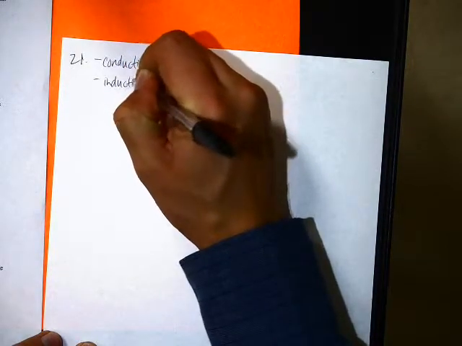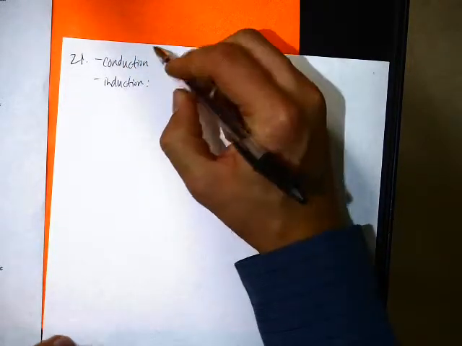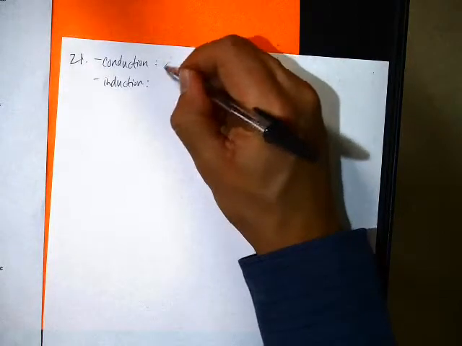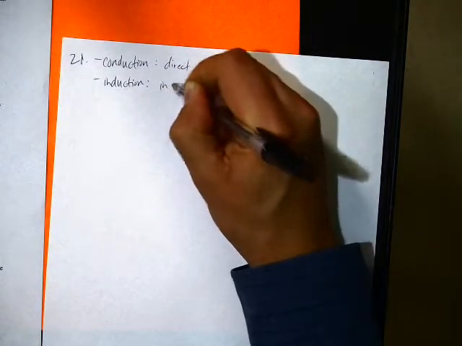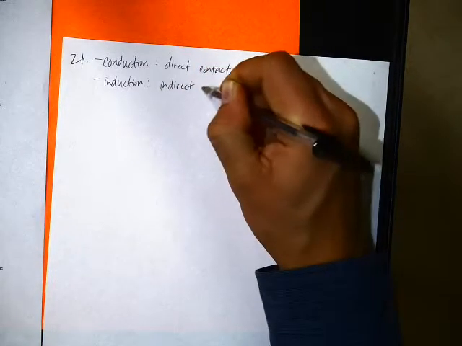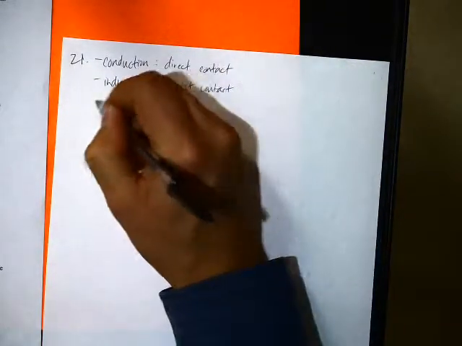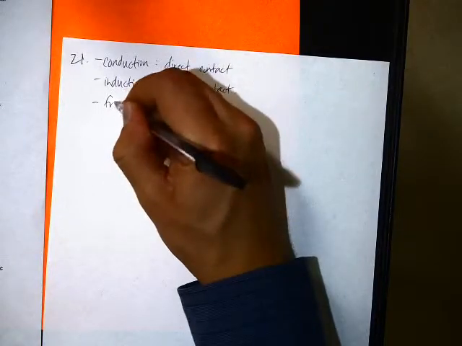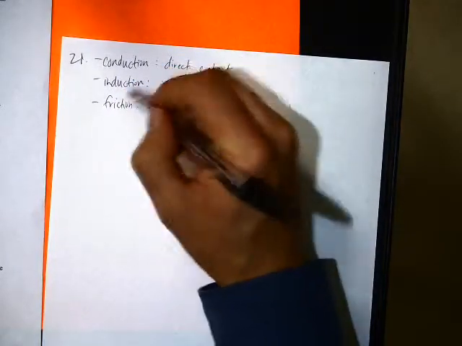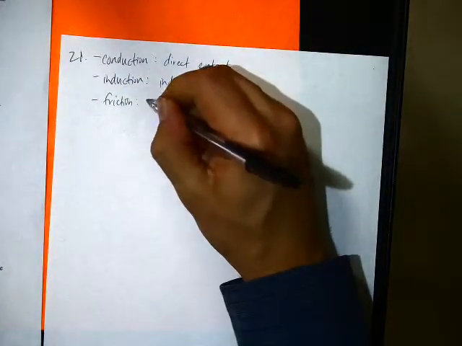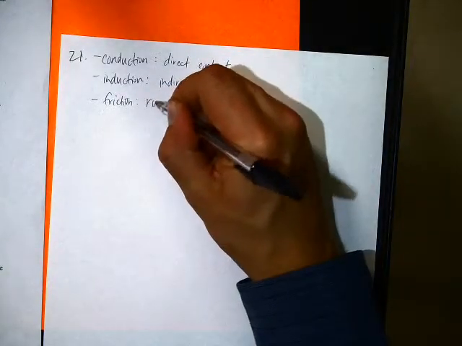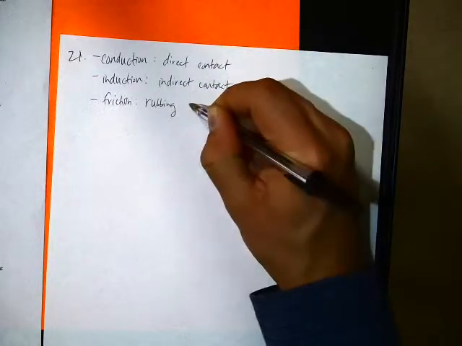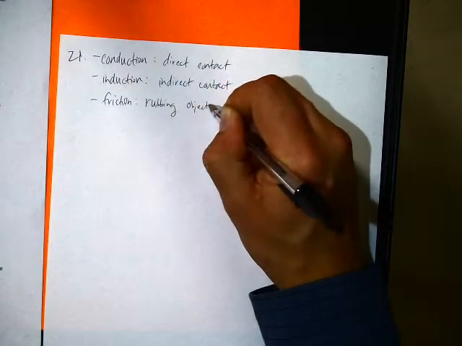Induction is charging by indirect contact. So this is direct contact, this is indirect, and the last one is by friction. So if you not only directly contact it, but rub the 2 objects together, you are literally rubbing electrons off. So, rubbing objects together.